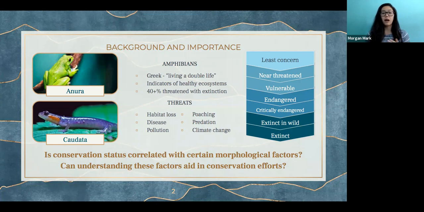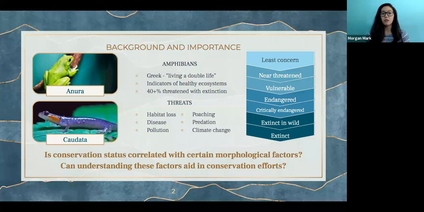Keeping in mind that over 40% of amphibians are threatened with extinction, or will become extinct within a very short period of time, it's important to understand why this is happening and to see if there are any ways that we can predict if a species is more prone to extinction and devise ways to protect these species in accordance with those parameters.